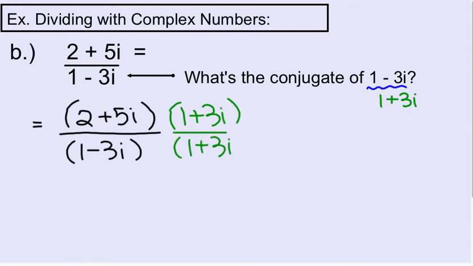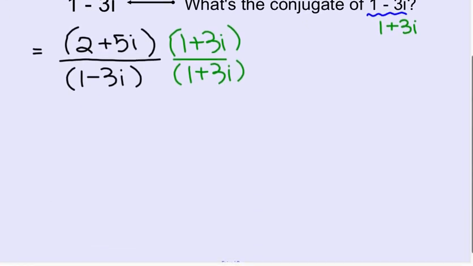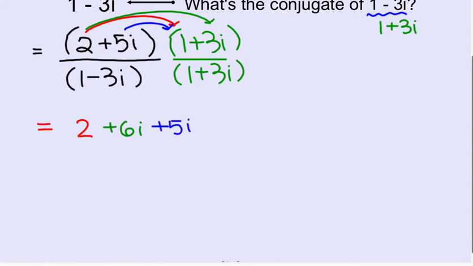And now we have some foiling to do. First, outside, inside, last. You should be pretty good at foiling now, so I'm going to go a little faster. If you need to slow down and pause, you're welcome to do so. So 2 times 1 is 2. 2 times 3i is 6i. 5i times 1 is 5i. 5i times 3i is 15i squared.